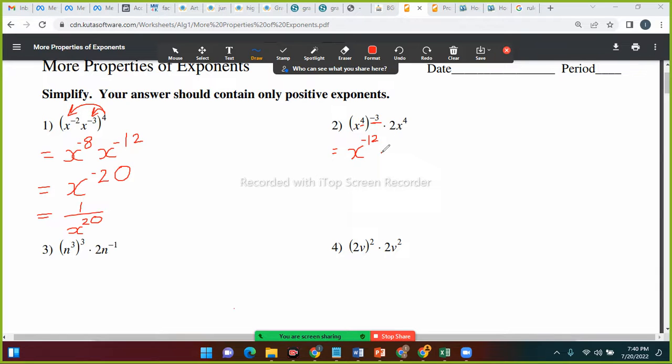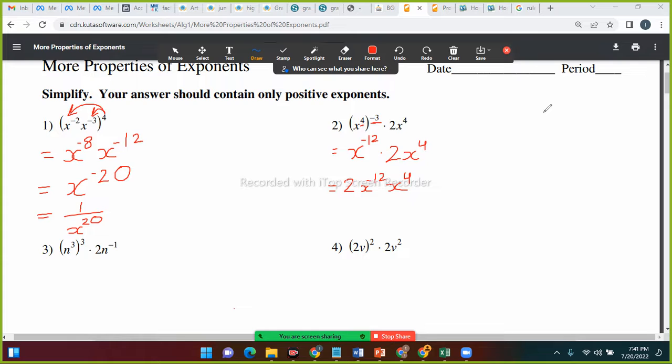Multiplied by 2 to the power of x to the 4th. The trick about this one is we're going to put the 2 out front. So put the 2 out front, and the x to the negative 12 and the x to the 4th power, we put them together, because it's multiplication, so you can move it around as you please.